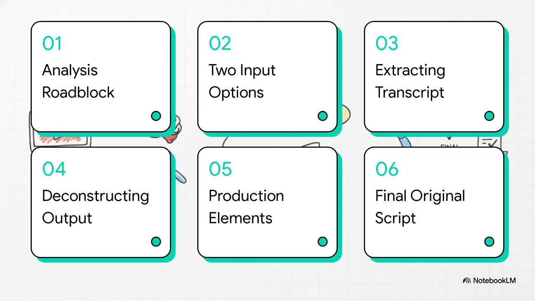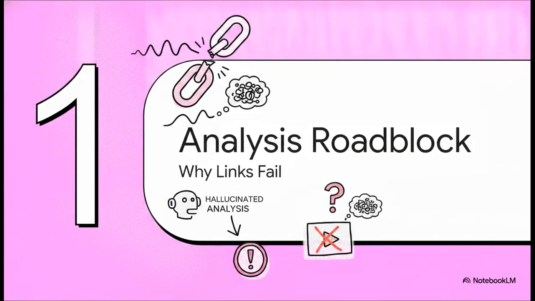We've got a clear roadmap today to solve a massive, everyday frustration for creators. We'll cover 1, the AI analysis roadblock, 2, two easy input options, 3, extracting the YouTube transcript, 4, deconstructing the video output, 5, generating production elements, and 6, the final original script. So let's start with part 1, the AI analysis roadblock, or exactly why links just seem to fail.